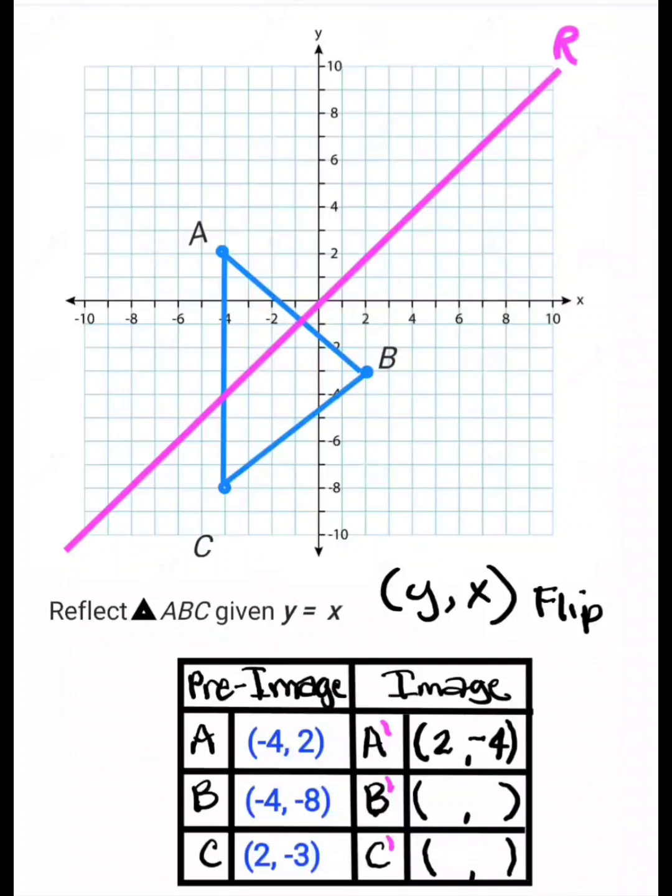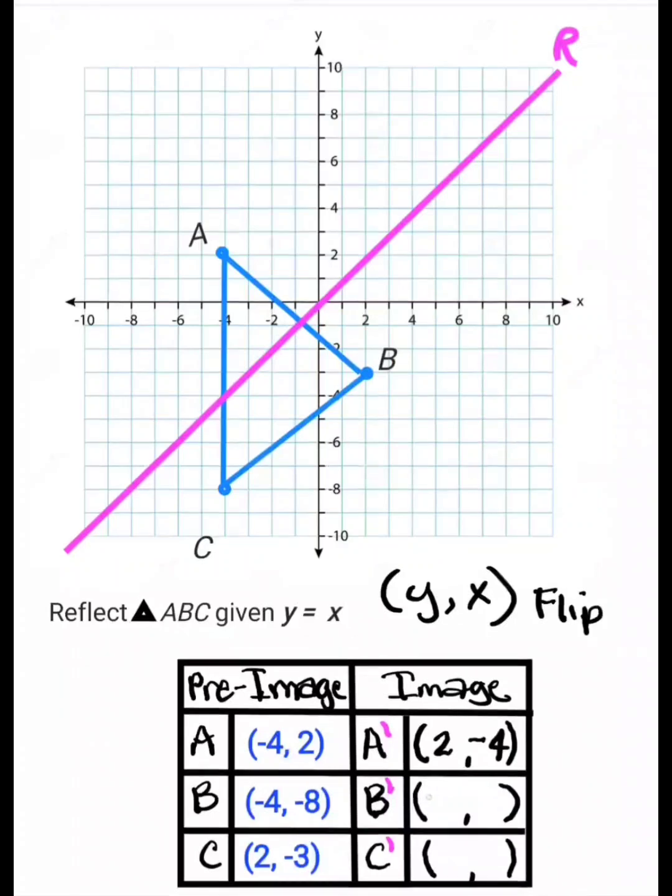The next one, -4, -8, so we're going to go -8, -4 as is. And then C, +2, -3, so -3, +2. Now you have coordinates for the image prime. Use those coordinates to graph your image, and that image there will reflect over that line of reflection.